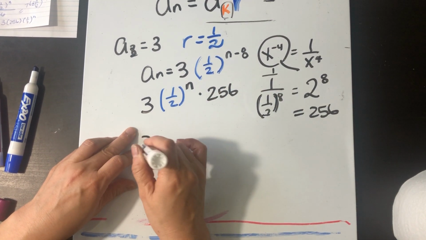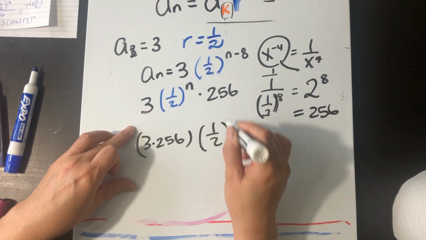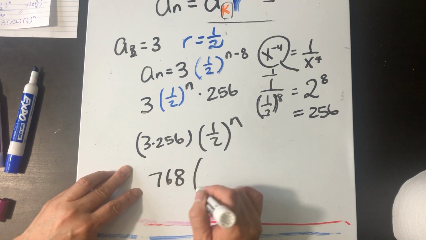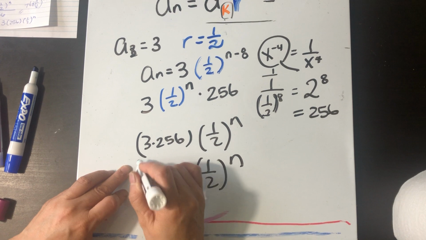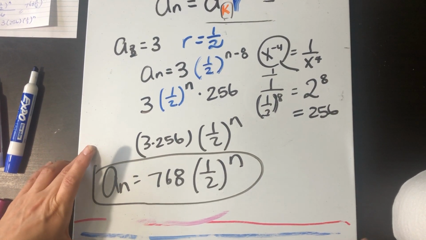So then you have 3 times 256 and half to the nth power. And if you do this, it's going to be 768 and then half to the nth power. That will be the answer.